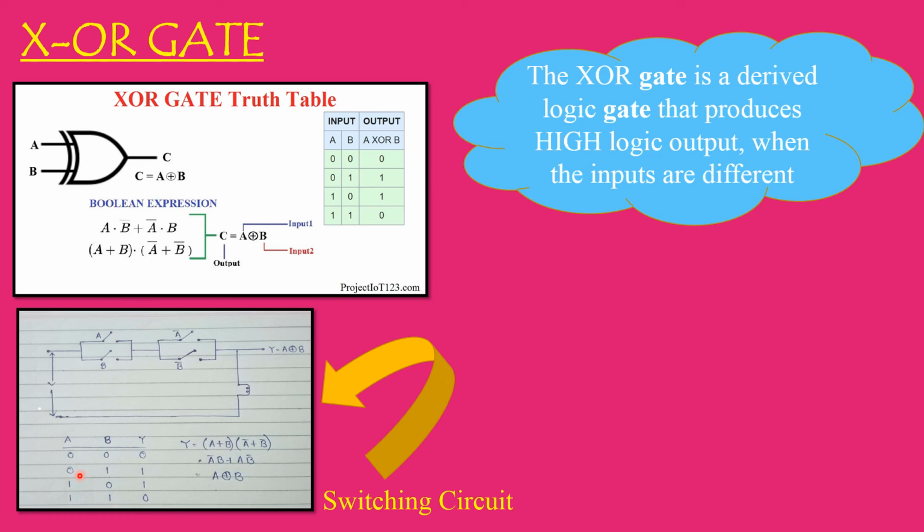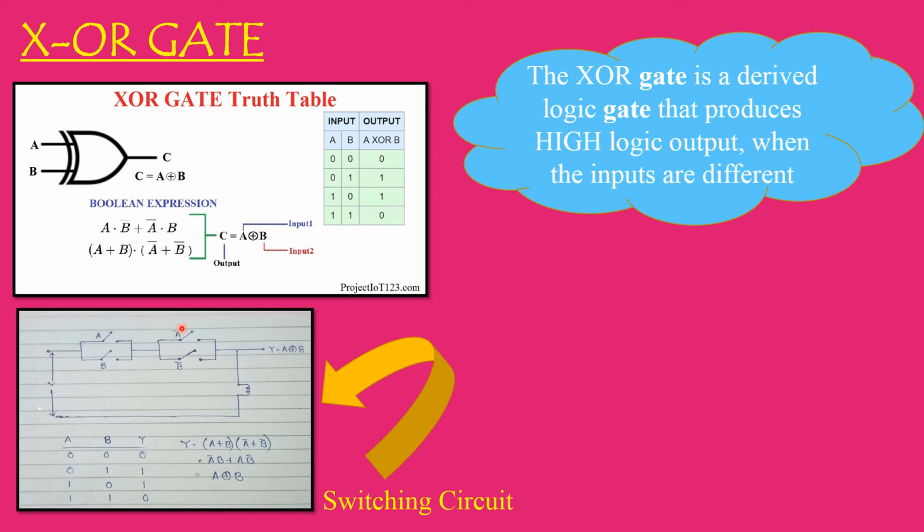Coming to this condition, when A is 0 and B is 1, when A is 0, that means this is open and this is closed. When A is 0 now, it's obvious that your A bar switch would be closed. And B is 1, so this would be open.